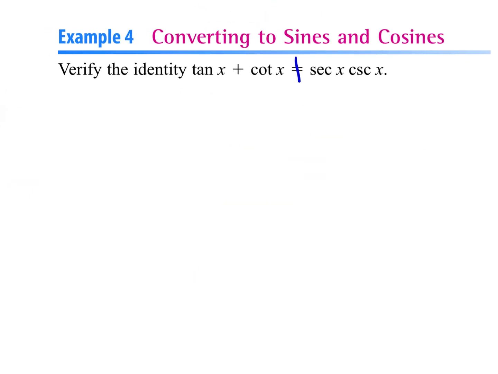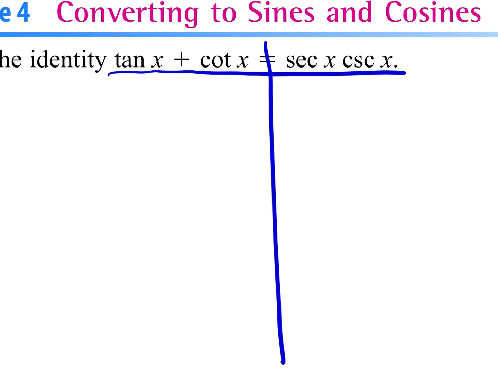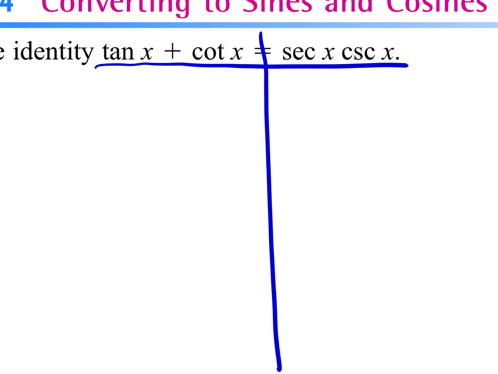So let's draw our wall down the middle. Which side do you think would be easier to simplify here? I think the left would be easier. So notice how on the left side we have 2 terms. They're separated by a plus. On the right side, it's kind of like just 1 term because they're being multiplied. So maybe we can try to add these 2 together to where it's just one thing. So let's simplify the left.